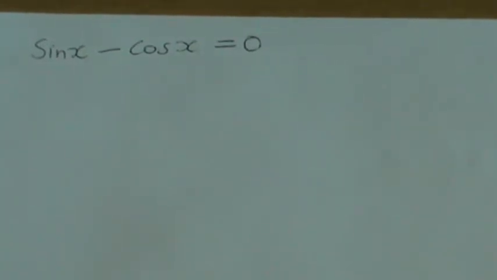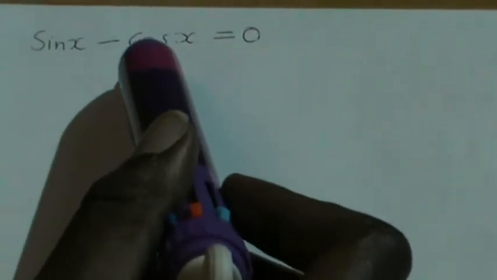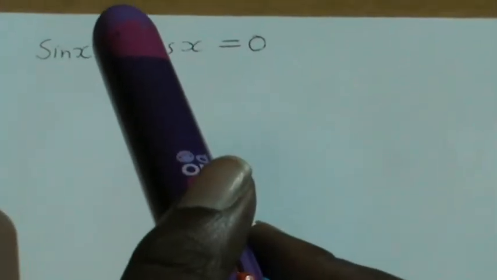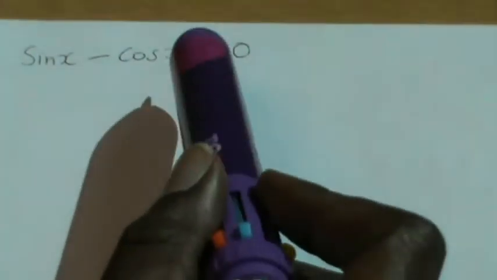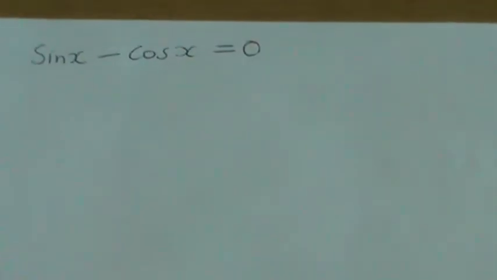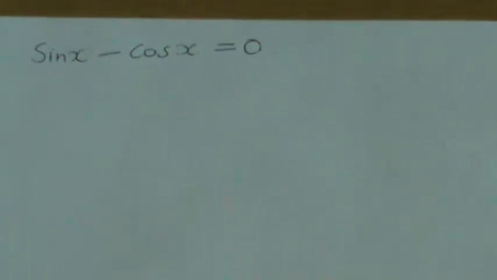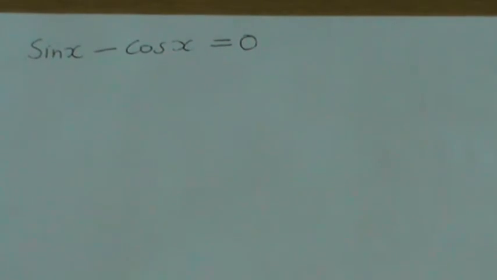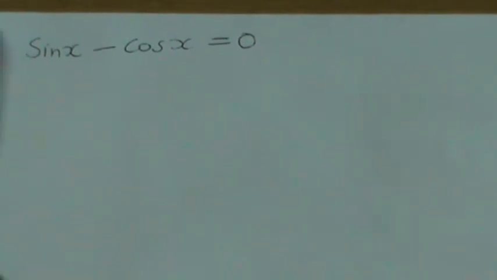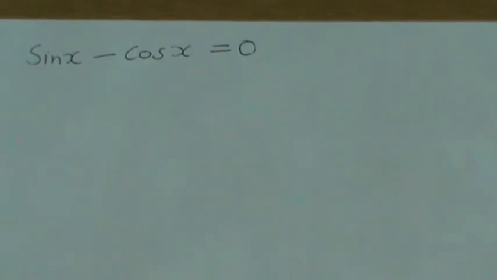Now you can see we don't really know any identities that we can use to change one of them, like sine into cos, because the identity is for sine squared, and this one also for cos squared, so there isn't much we can do. So when you have something like this, what you need to do is you can take one of them to the other side.